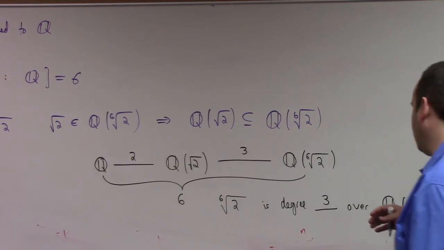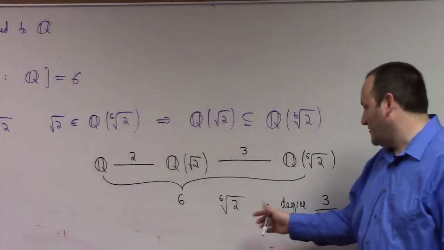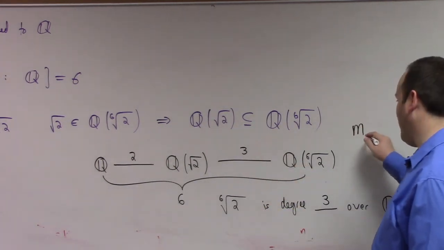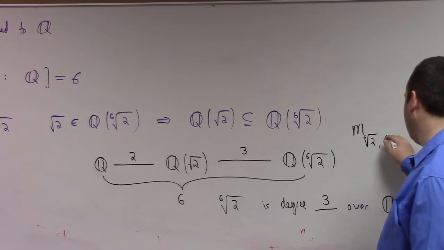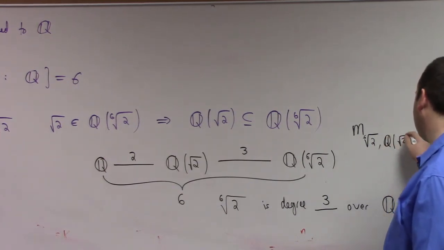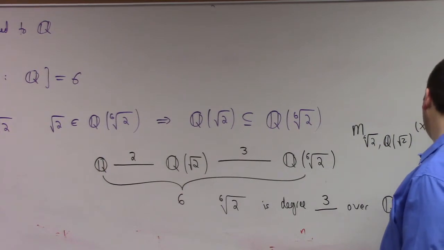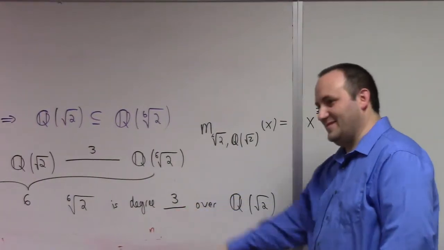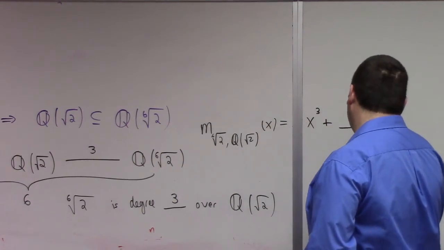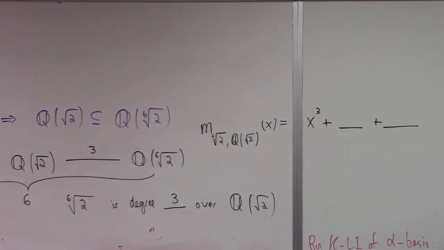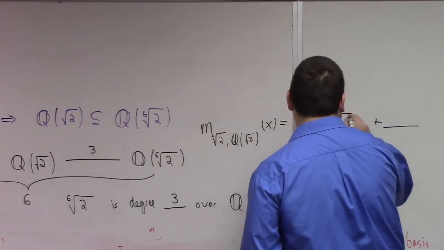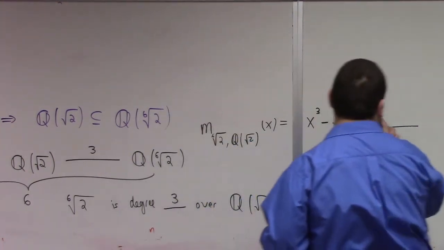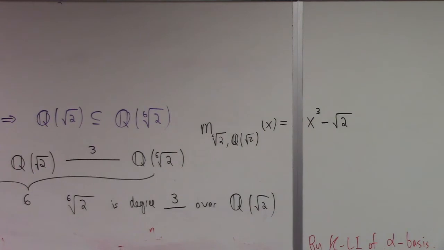I mean, I guess you could ask, what actually is the minimal polynomial? What is m of x for this element, the 6th root of 2, over Q adjoin the square root of 2? X cubed, apparently, and then plus something and something else. I don't know what those things are. I think it's just x cubed minus radical 2? Let me see here. Cool. Very good.